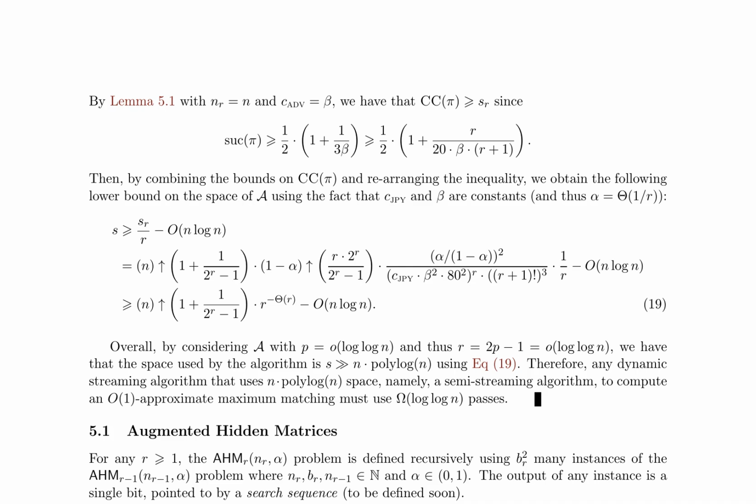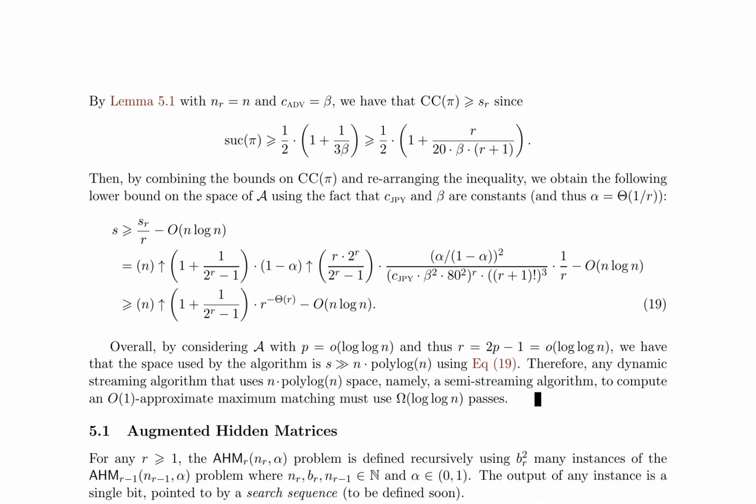This implies that any semistreaming algorithm that uses n polylog n space to compute an O(1) approximate maximum matching must use omega(log n) passes. The authors then introduce the augmented hidden matrices AHM problem, a recursively defined problem involving two players, Alice and Bob. The AHM problem is defined for any r greater than or equal to 1, with the output being a single bit.